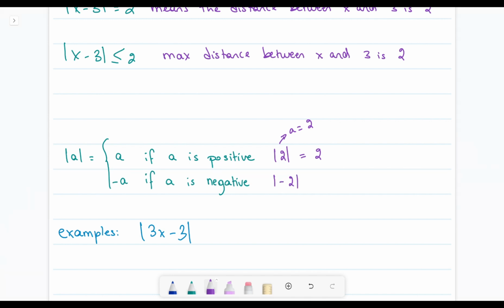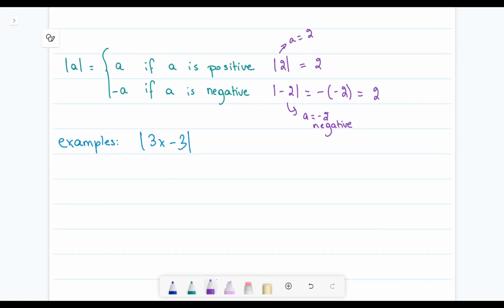Now absolute value of negative 2, a is equal to negative 2, and it is negative. So the answer is negative a. So negative of negative 2, we have two negatives, this becomes positive 2. Now we will simplify the following expression, absolute value of 3x minus 3. This is equal to, so a is 3x minus 3. This is equal to a, so it's equal to 3x minus 3 if a is positive.